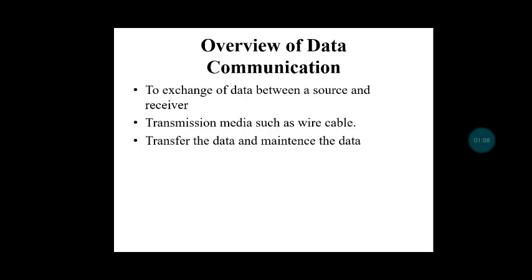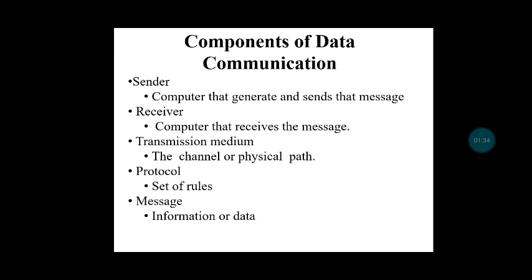Overview of data communication: to exchange the data between source to destination or source to receiver. So transmission media such as wire, cable, or wireless media, transmit the data from one location to another location. So, the different types of components in communication.